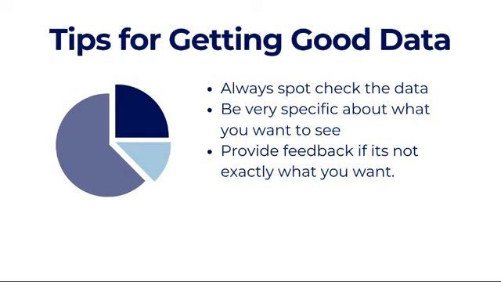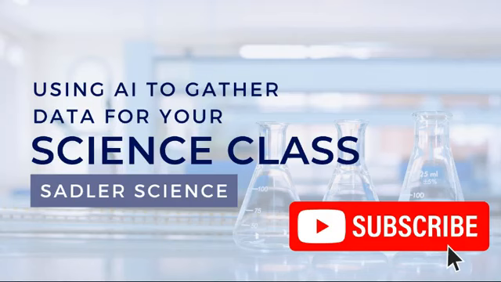Remember to be specific so that that information is good for your students, but also remember that every time you're giving it feedback, you're taking a chance that it will misinterpret that feedback. So everything that you do with AI should just be given a second look to make sure that everything looks okay. I hope this video was helpful.